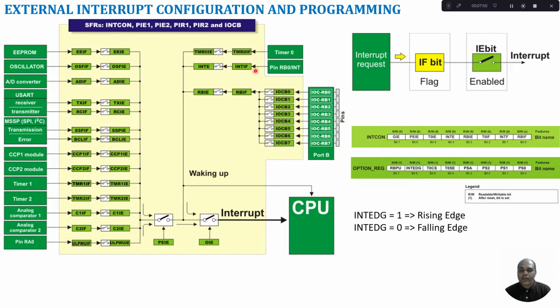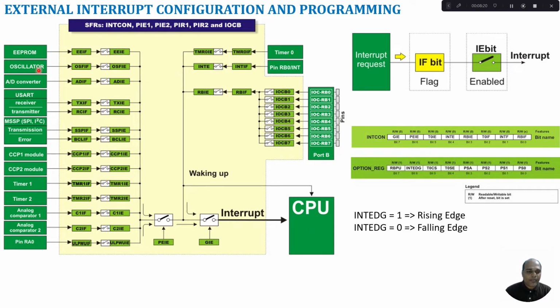In order for this signal to get communicated to the CPU, we have two control switches. For the external interrupt to get communicated to your CPU, I should enable the external interrupt and also enable the global interrupt. So INTE is for external interrupt enable, GIE is for global interrupt enable. If these two switches are configured, then only the external interrupt can reach the CPU. Otherwise, it will be stopped.